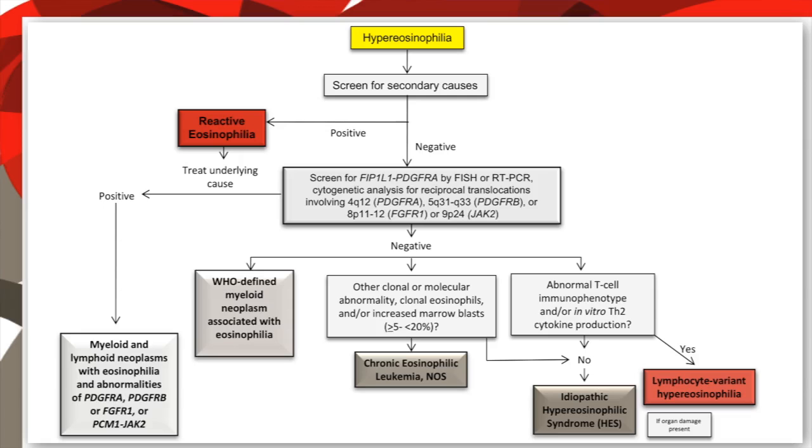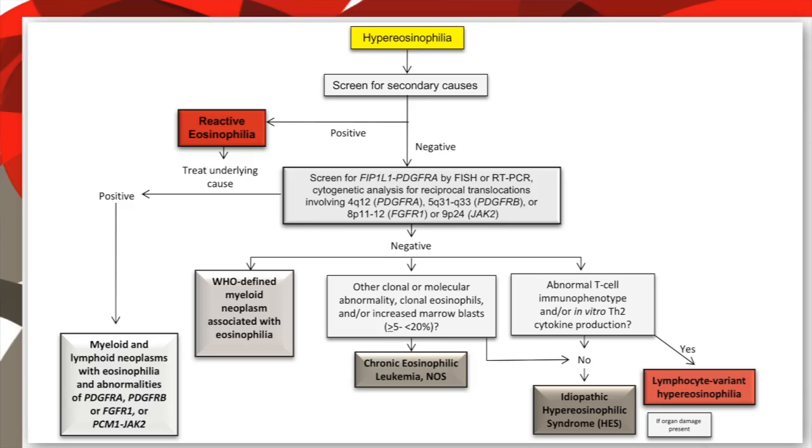When the hematologist addresses the patient with hypereosinophilia, it's my practice to go through a diagnostic algorithm. I first rule out reactive causes of eosinophilia. If there are none found, then the first part of the workup is to look for the FIP1L1-platelet-derived growth factor receptor alpha fusion by FISH or RT-PCR, and looking for other breakpoints that are associated with eosinophilic MPNs, such as for platelet-derived growth factor receptor beta, fibroblast growth factor receptor 1, or fusions involving JAK2.